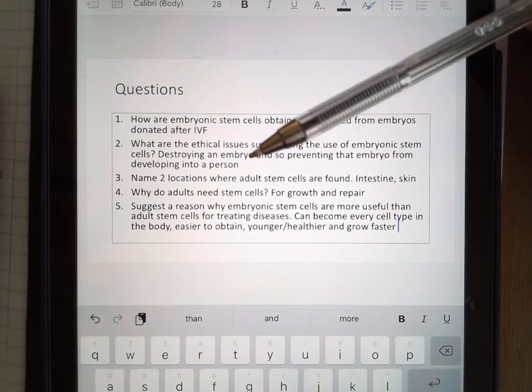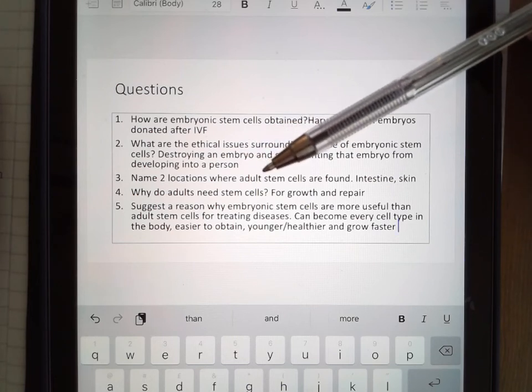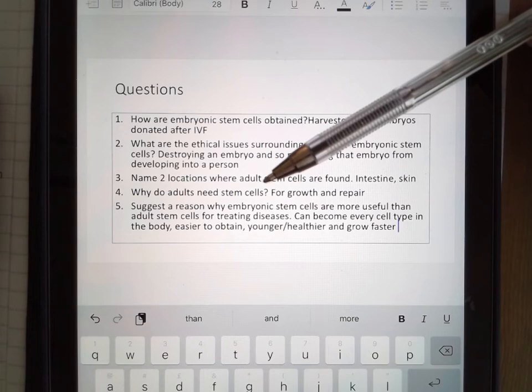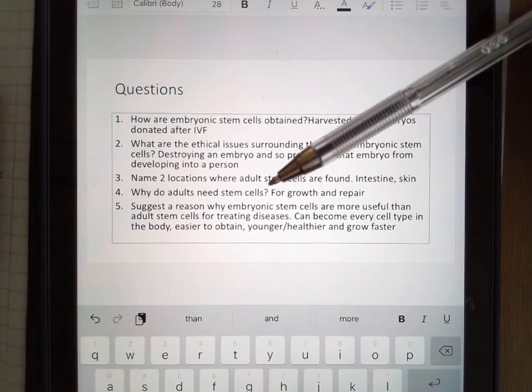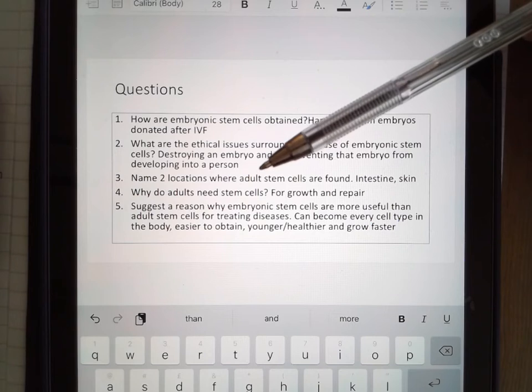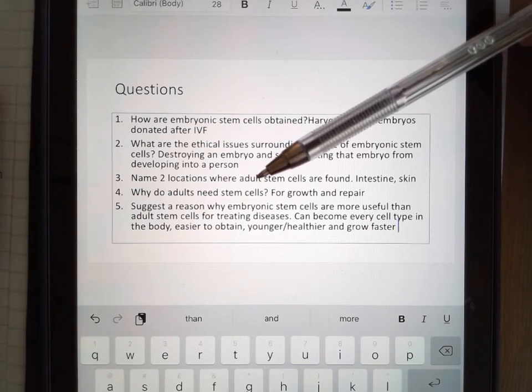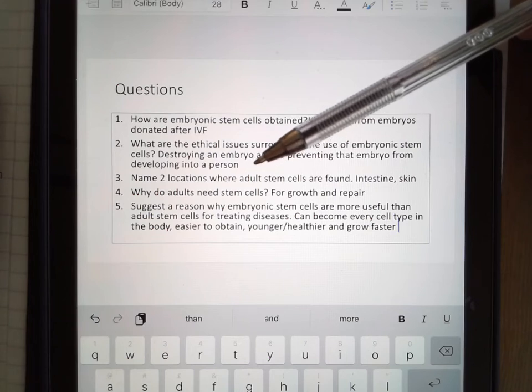Some people would say if you're destroying an embryo, you're destroying a life, but it depends on when you define life. Some would define life as when the baby is born. Some would define life as a certain stage of pregnancy, like 20 weeks or 30 weeks. Some would define life as the second the sperm meets the egg. So it kind of depends on when you would define life, which is, again, why it's a contentious issue.